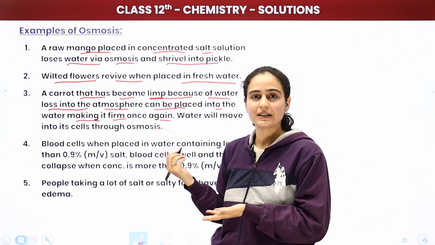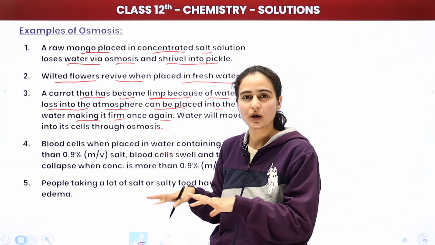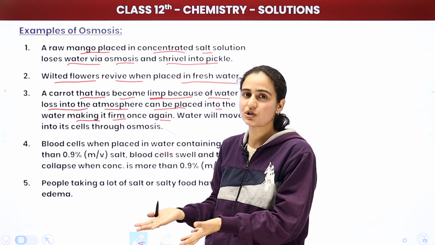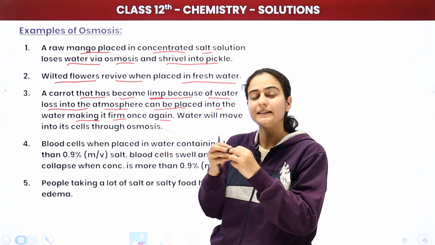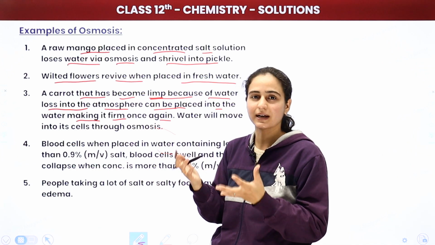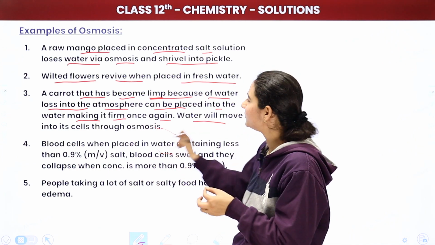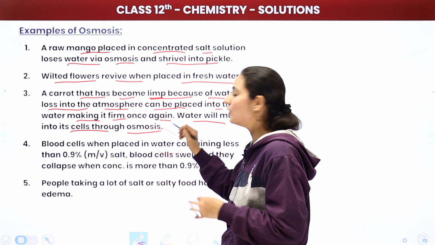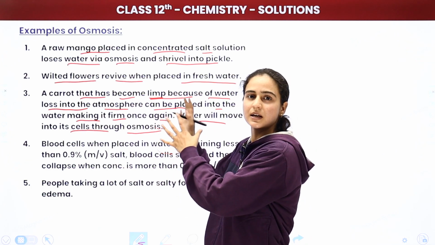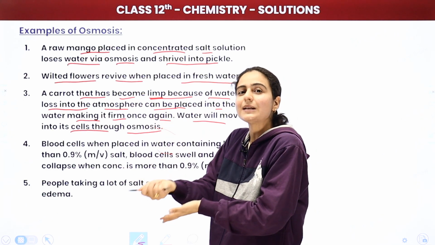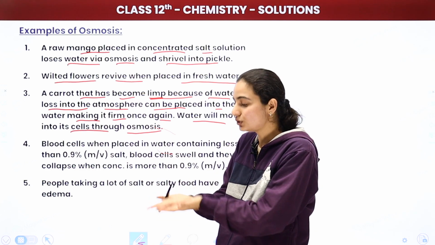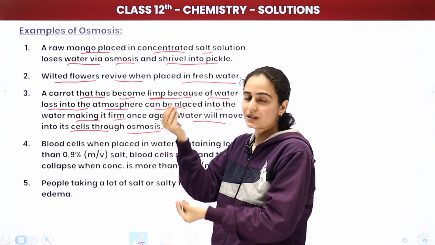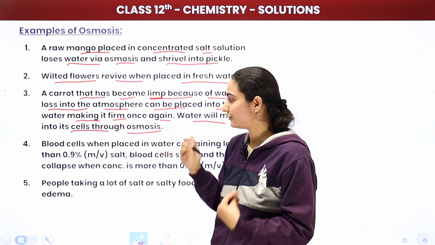So the same example, if we sprinkle water or if we keep these vegetables or fruits in water, then they will be fresh again. Water will move into cells through osmosis, just as we saw that if we water any plant, through roots water reaches each and every leaf.